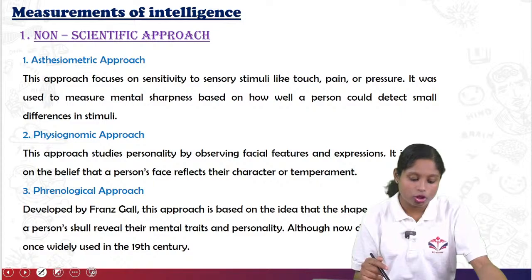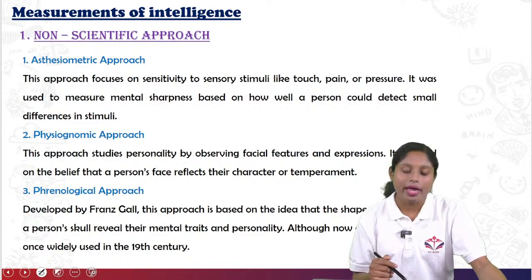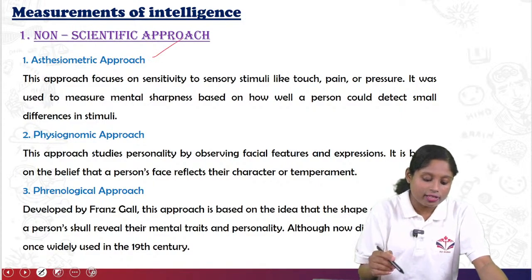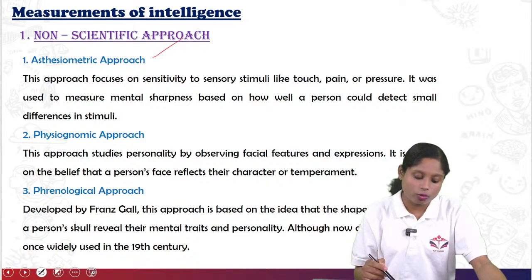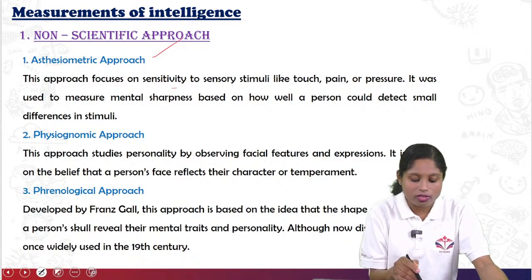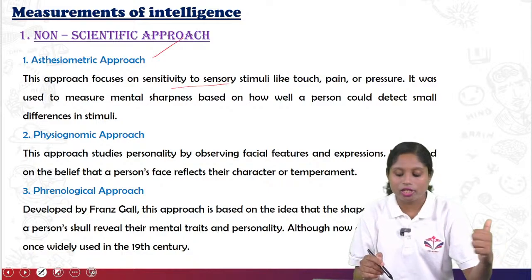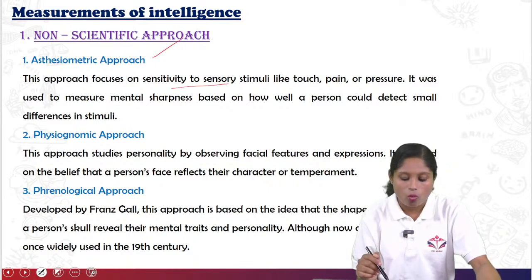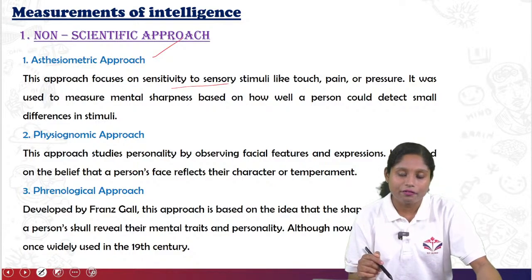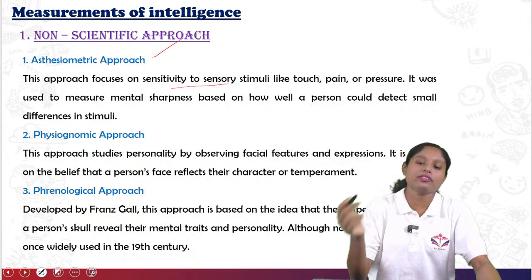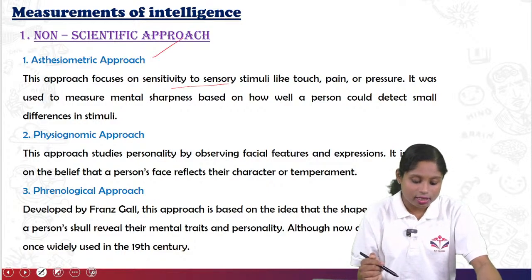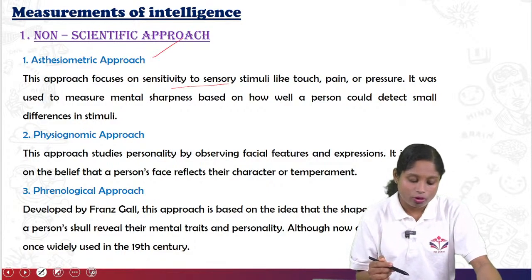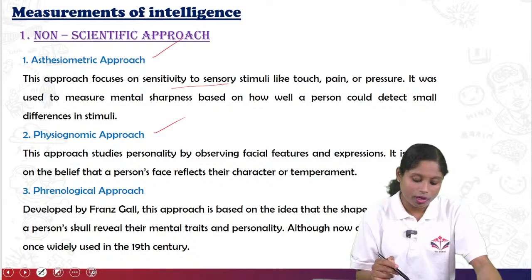Now we will see measurement of intelligence. How can we do the measurement? First is the non-scientific approach. So the first one is the esthesiometric approach. What is the esthesiometric approach? This approach focuses on sensitivities to several stimuli like touch, pain, or pressure. It was used to measure mental sharpness based on how well a person could detect small differences in stimuli. So the differences in stimuli will be measured in the esthesiometric approach.